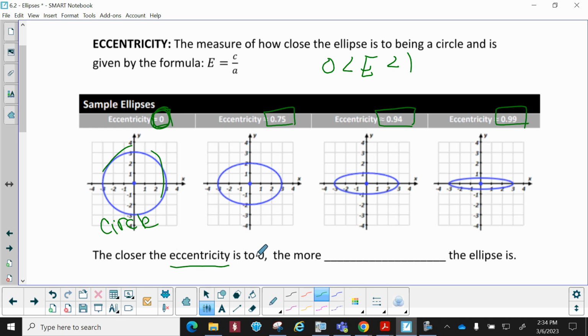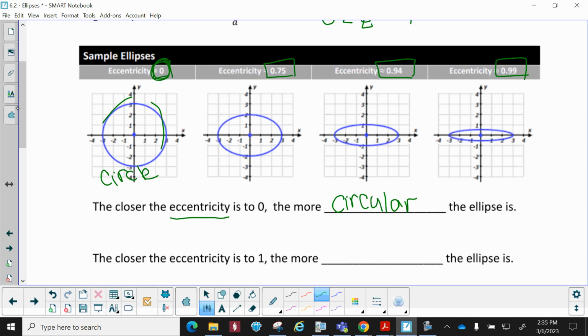So the closer the eccentricity is to 0, the more circular the ellipse is. The closer the eccentricity is to 1, like 0.99, look at what kind of graph we have here. We have an ellipse. It's really skinny. It's very elliptical. It's more oval-like, the more elliptical the ellipse is.